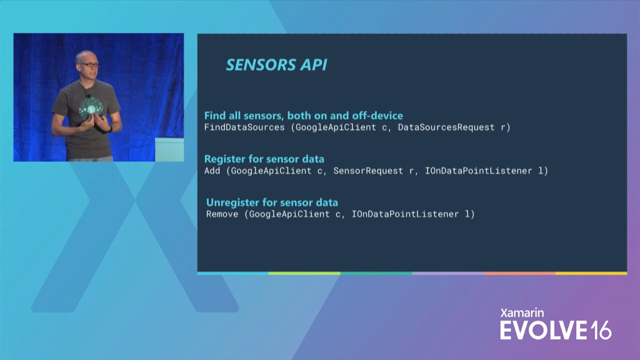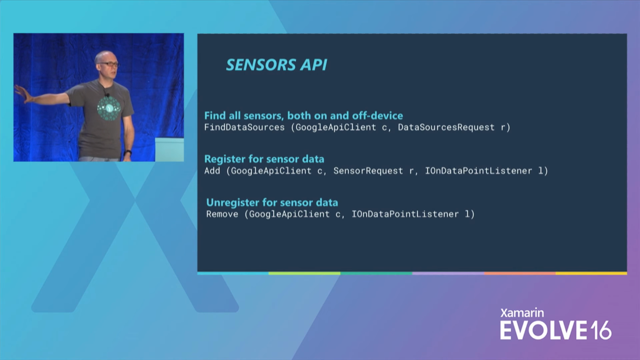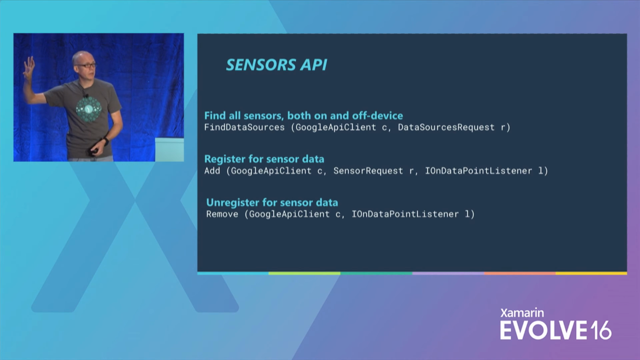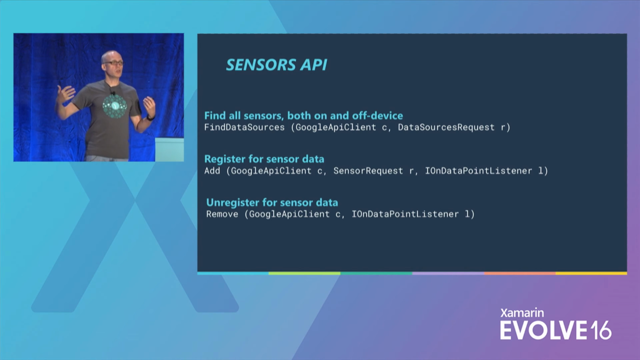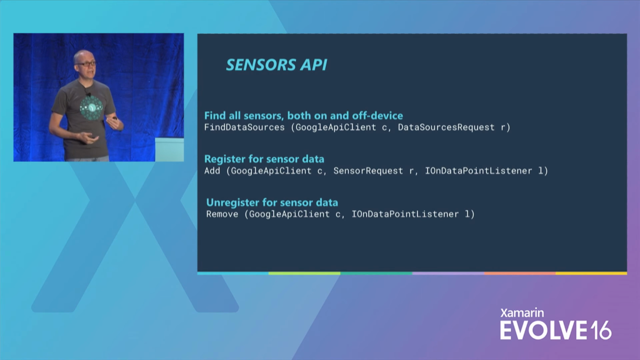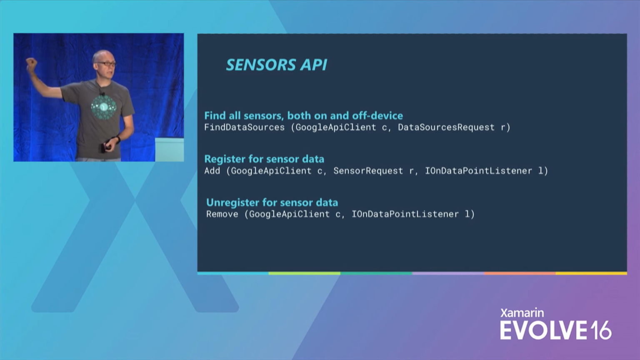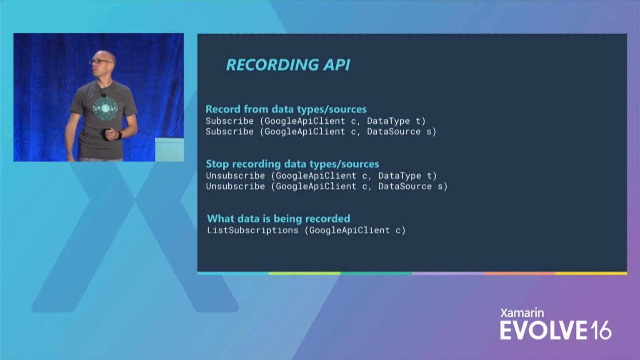Sensors is all about getting real-time data. You want real-time data, you want a user's heart rate. This is what you're going to use. You can look for what sensors are available, both on-device and wirelessly connected to the device. You can register for listening to that data. You'll get it in real time after that, and then you can remove it from there. If you want real-time data, the Sensors API is where you go.